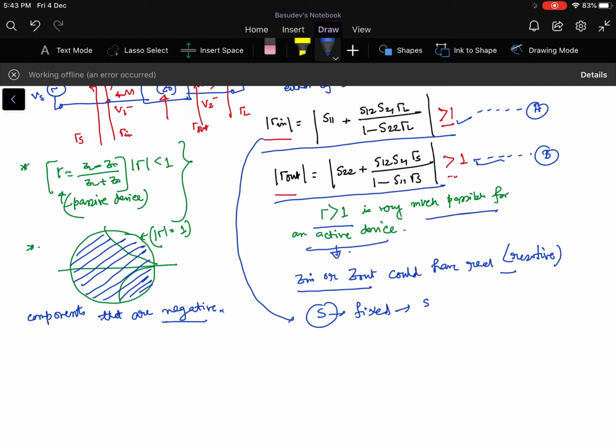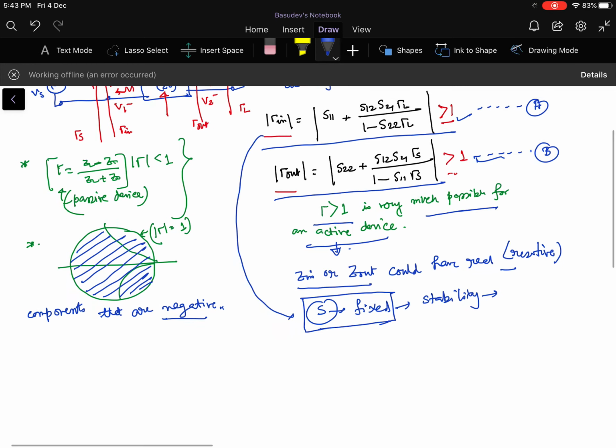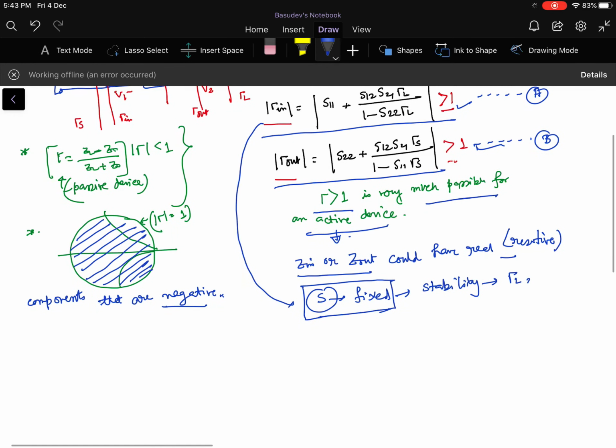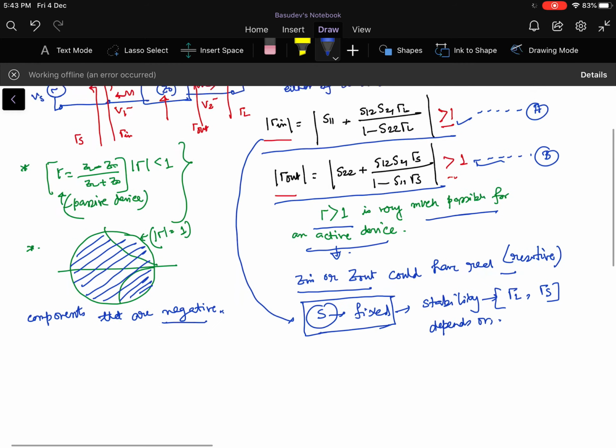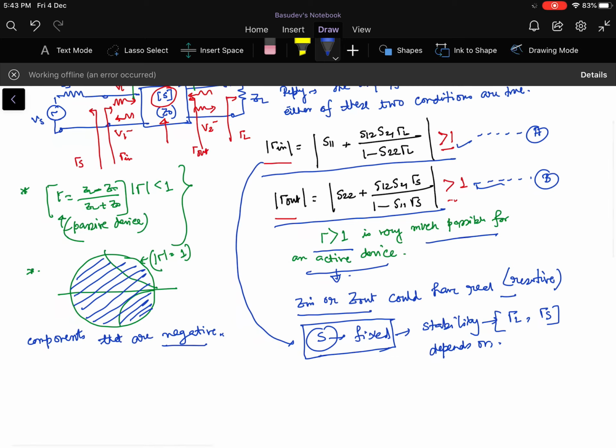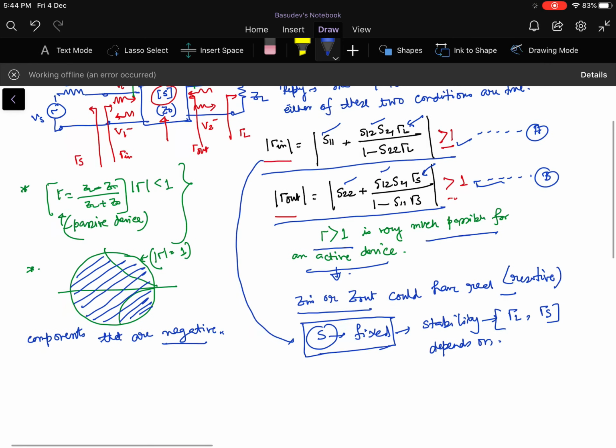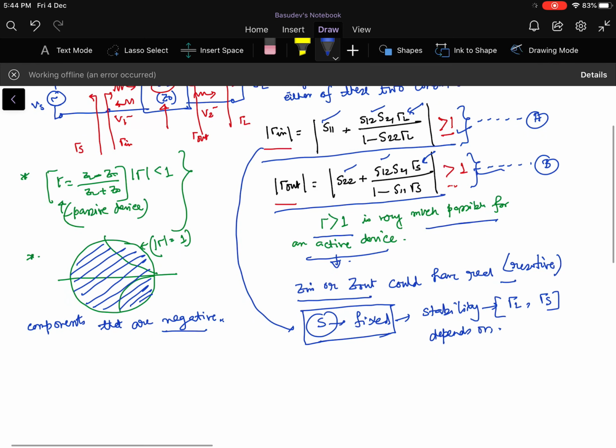So the stability or instability, whatever you say, for a given transistor when the S parameters are fixed, depends only on the tau L and tau S. Because once I am fixing the transistor, my S parameters are fixed. So then the range of tau L and tau S will tell you whether it can satisfy the greater than 1, less than 1 or equal to 1 criteria.